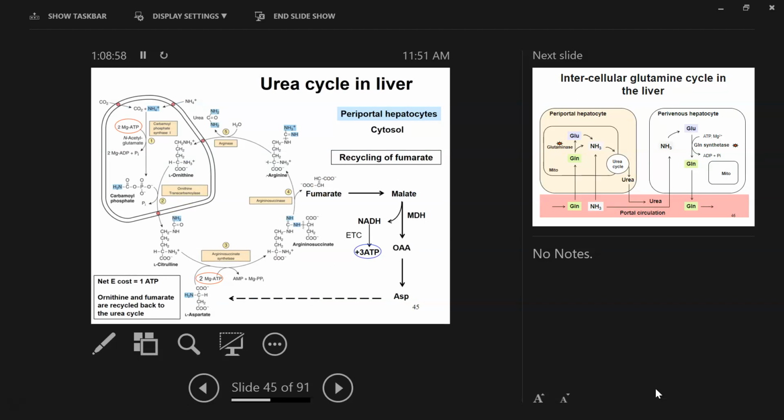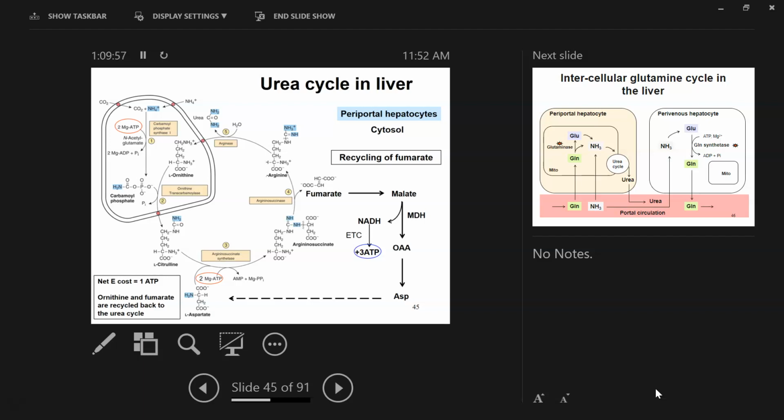But the fumarate generated in the urea cycle can also be recycled, right? So this is the process for the recycling of fumarate. Fumarate is converted to malate, malate dehydrogenase converts malate to oxaloacetate, and then to aspartate, and back to the urea cycle. During the malate dehydrogenase reaction, one NADH is generated. If you still remember, one NADH usually produces three ATPs, right? So during the recycling of fumarate, three ATPs are generated that can be used for the urea cycle.